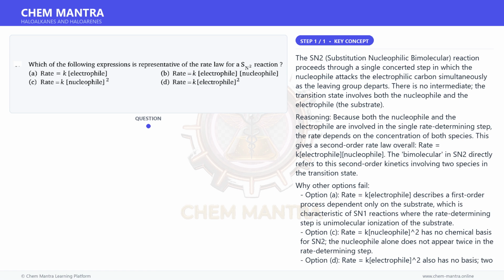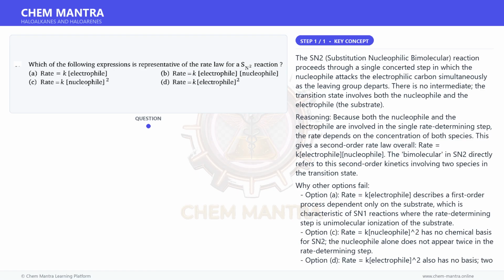Why other options fail? Option A, rate = k[electrophile], describes a first-order process dependent only on the substrate, which is characteristic of SN1 reactions where the rate-determining step is unimolecular ionization of the substrate.